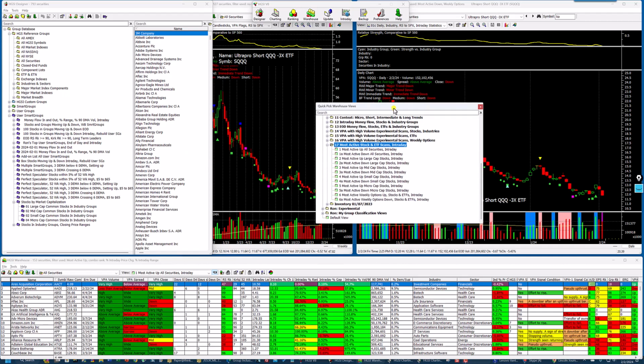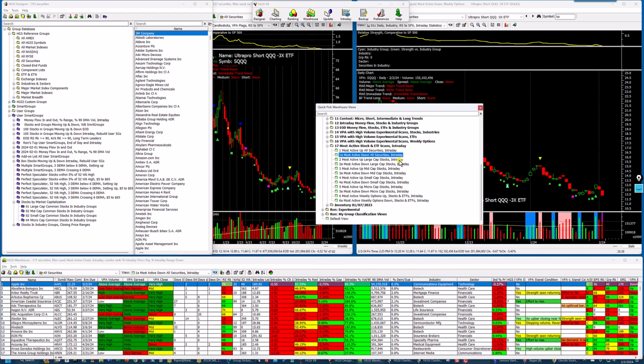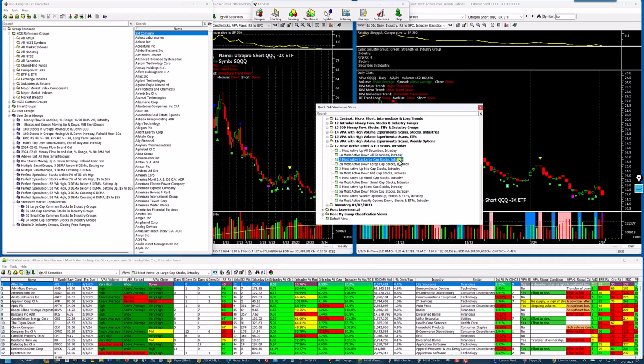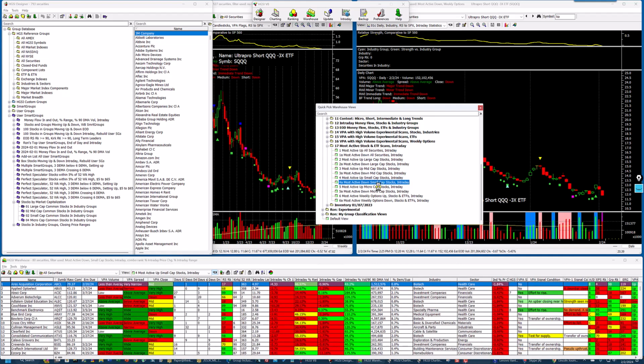Anyway, let me take you over my thought process. A user was looking for a most active scan. I had one in there, but I hadn't really paid much attention to it, so I went in and reviewed it, and then I decided to expand upon it. So what I have are most active up, all securities intraday, most active down, all securities intraday, most active large cap stocks. These are up and down, same for mid, same for small, and same for micro.